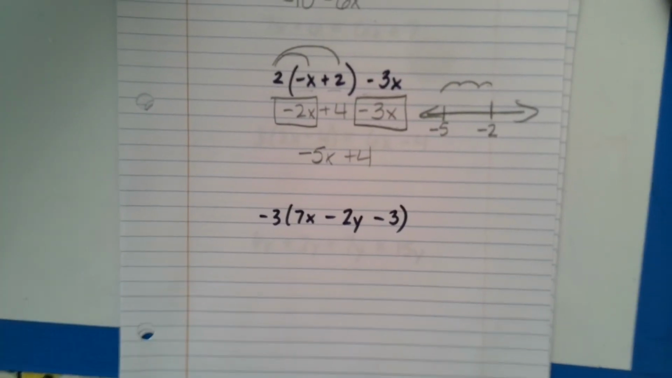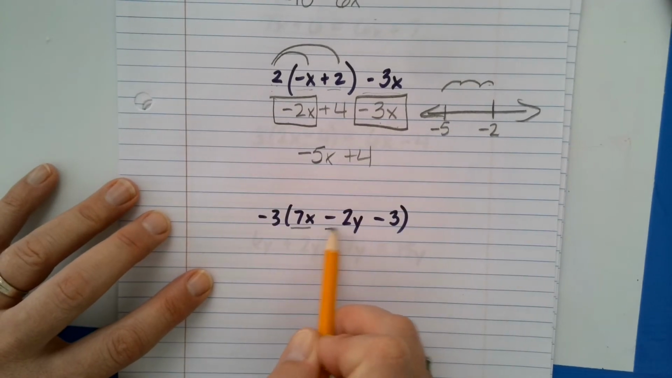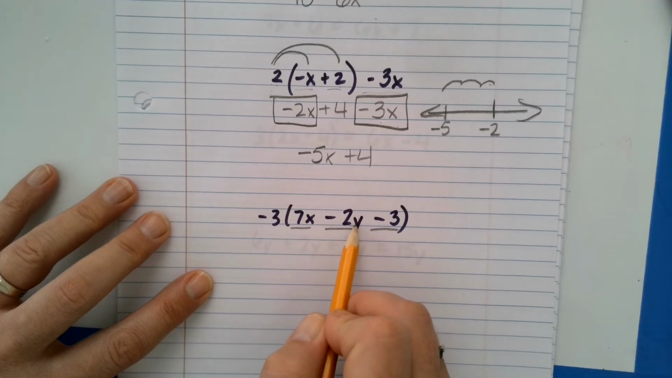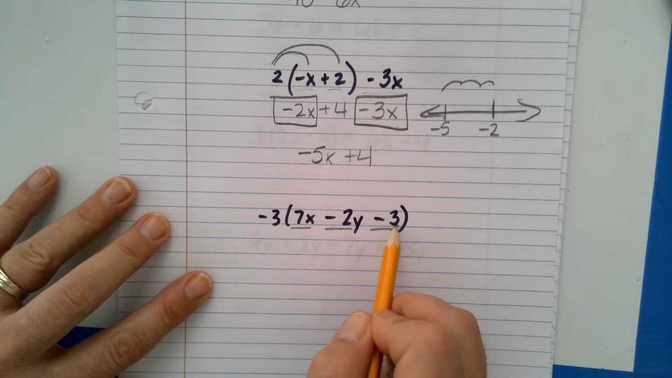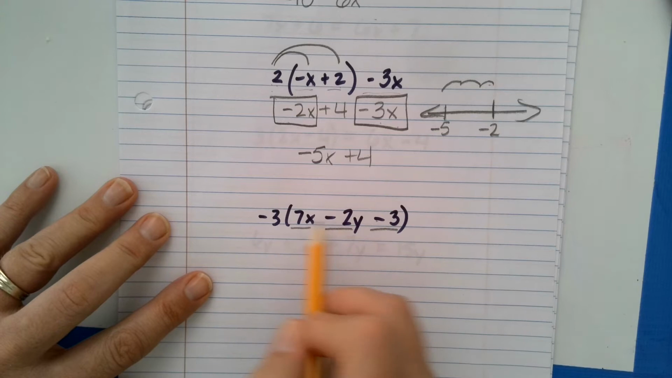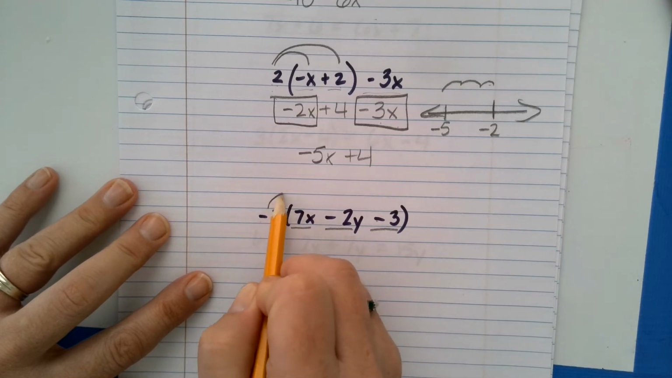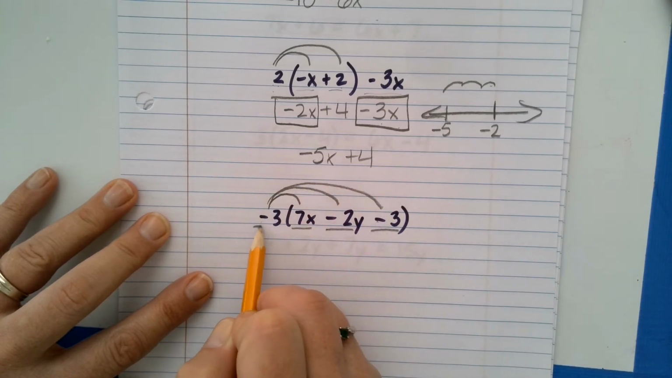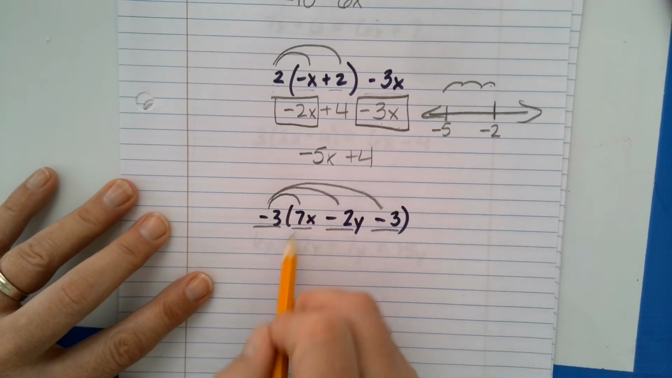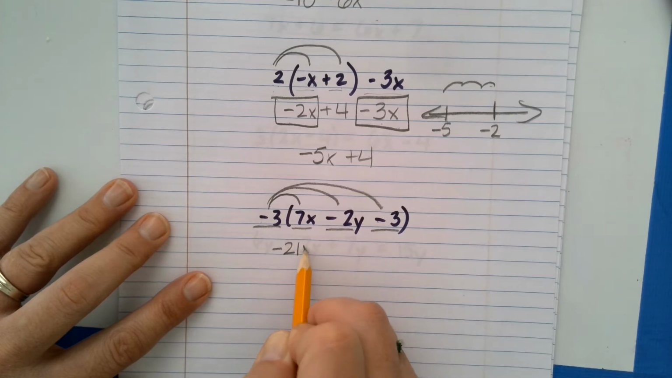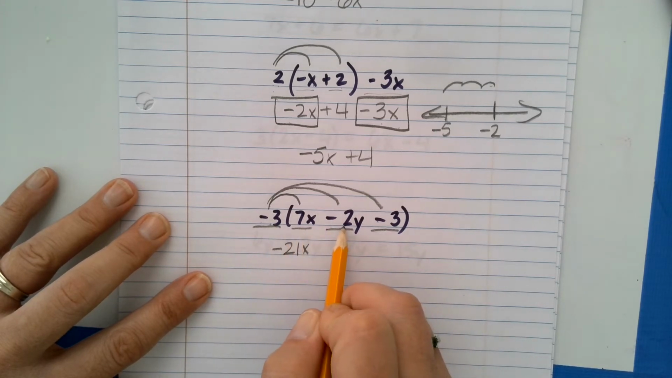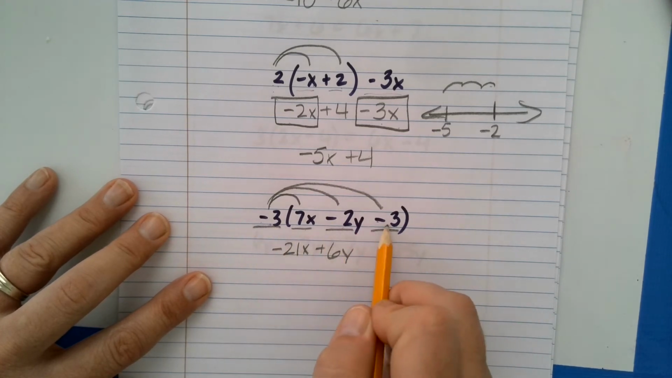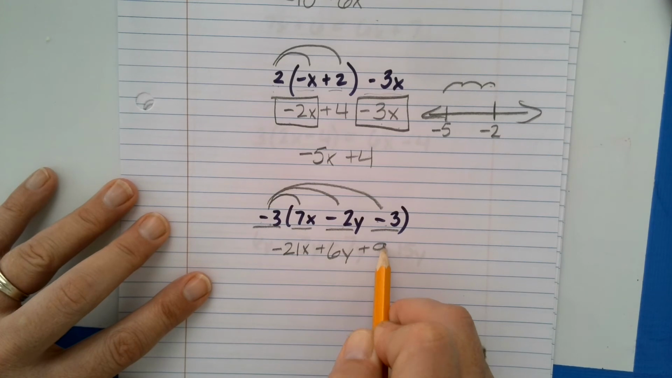Now our next one, we have 3 terms inside the parentheses. You're going to notice that this negative is going to stick with the 2y, and this negative is going to stick with the 3. Okay, so when we multiply whatever's outside the parentheses by each term, we are going to have to be very careful with our signs. So negative 3 times 7x gives us a negative 21x. Negative 3 times negative 2y gives us a positive 6y. Negative 3 times negative 3 gives us a positive 9.